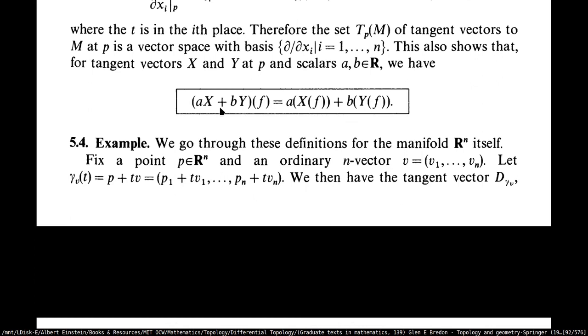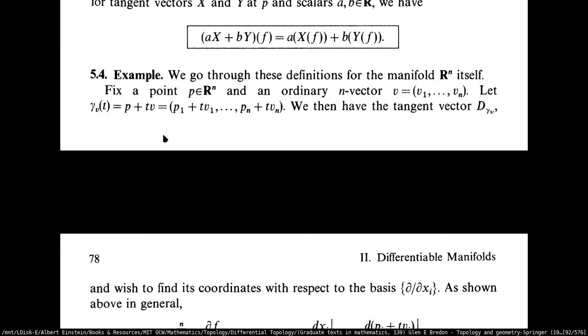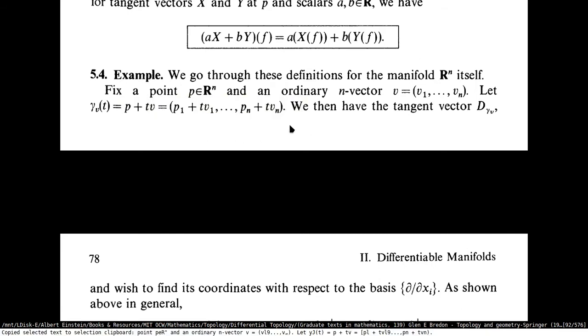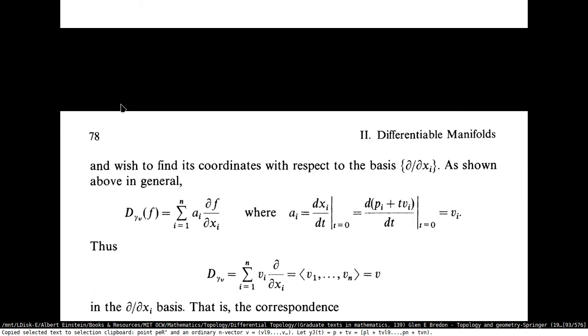So this is the example that the problem refers to. He says if you take a point P and an ordinary vector v in Rn, then you take this curve gamma v of t, which is defined in this manner, and then you have a tangent vector, as Mika said, d gamma v to this curve. And the sphere example was really to the point.